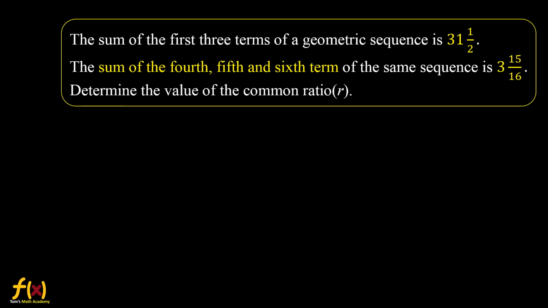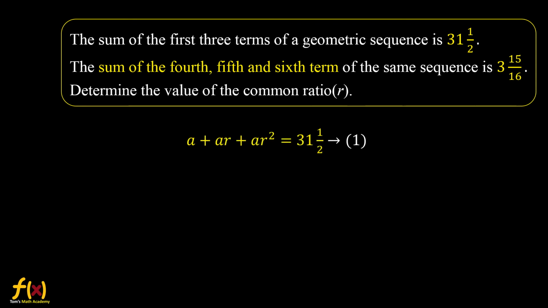The sum of the first three terms of a geometric sequence is 31 and a half. We are doing the questions involving sums, and also we are doing selected questions here. The sum of the fourth, fifth, and sixth term of the same sequence is 3 and 15 over 16. Determine the value of the common ratio.